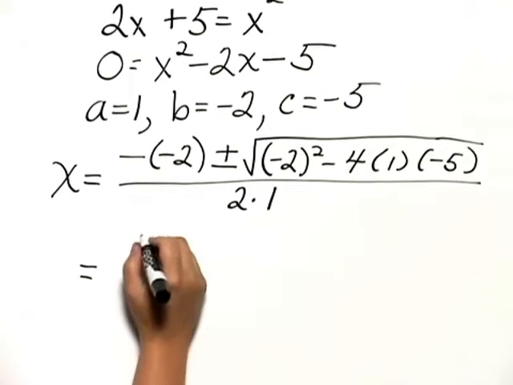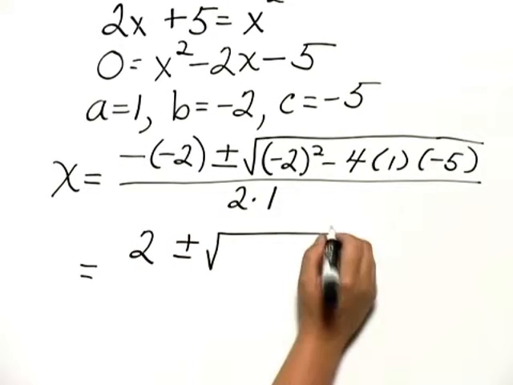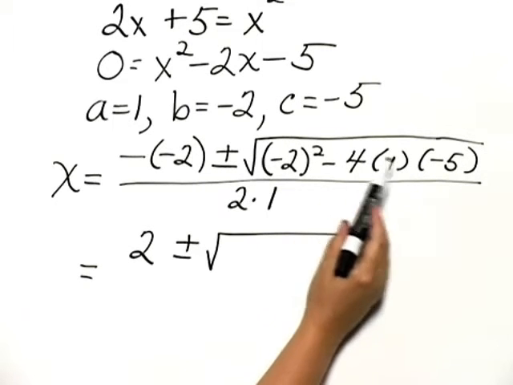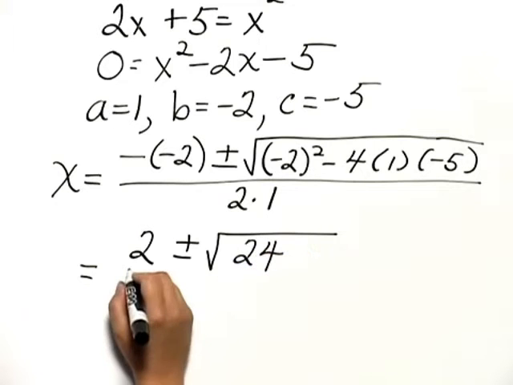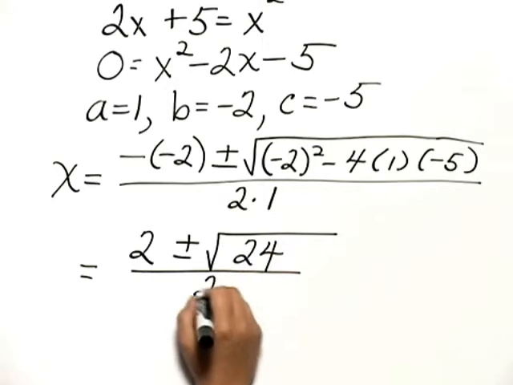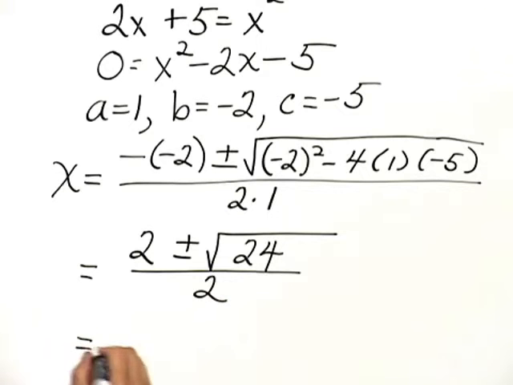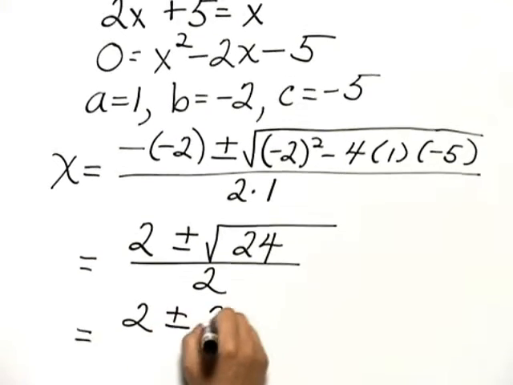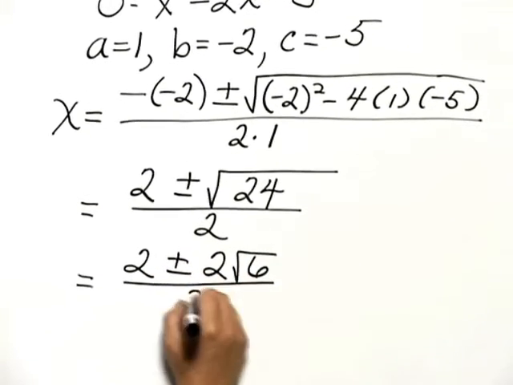Simplifying, the opposite of negative 2 is 2, plus or minus the square root of, this would be 4 plus minus a negative 20, or 4 plus 20, which is 24, all over 2. The square root of 24 we can simplify. We can write that as 2 times the square root of 6, and that's all over 2.